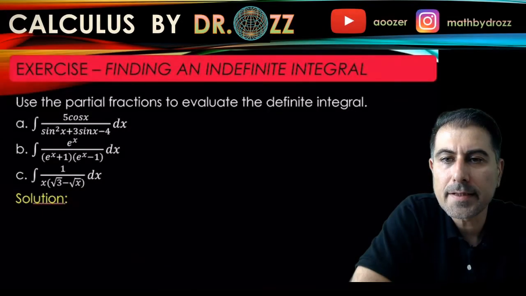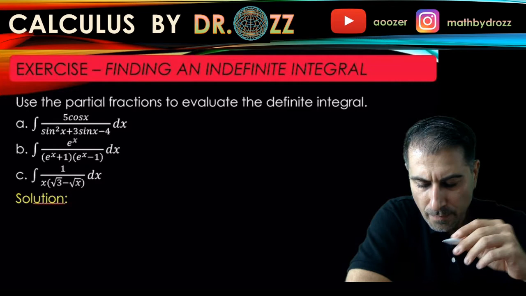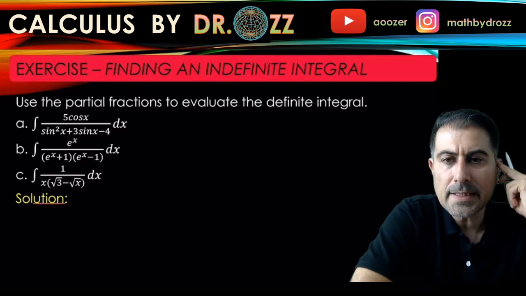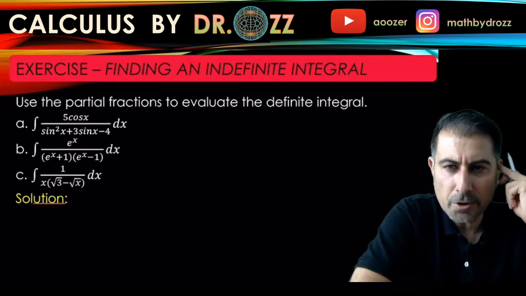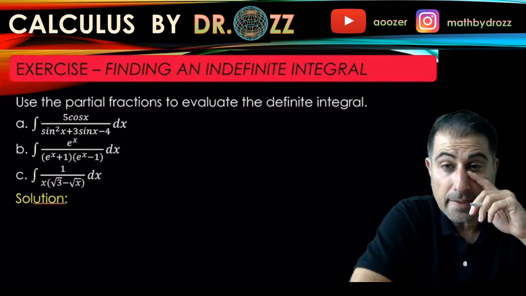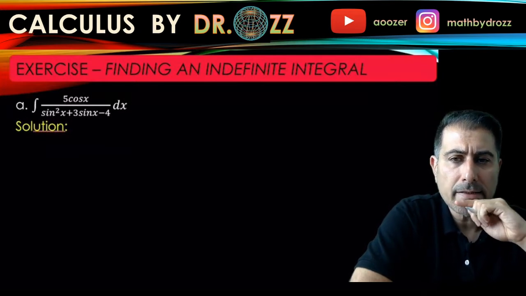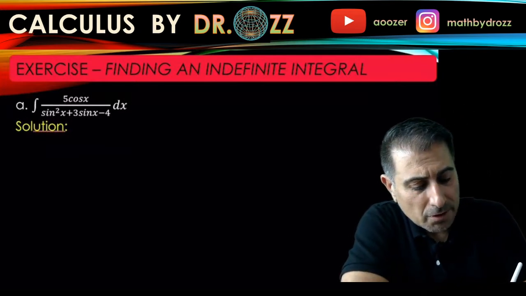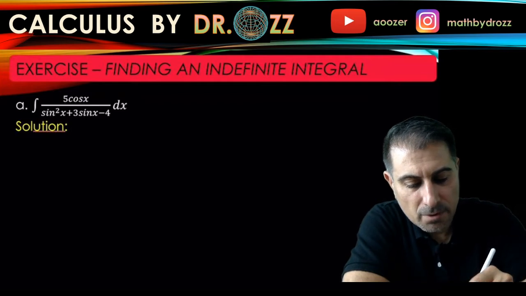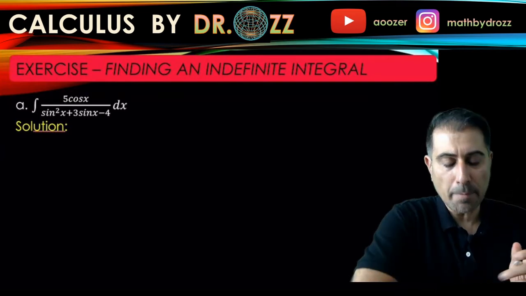All right, let's start with part A. We have 5 cosine x at the top, and sine squared x plus 3 sine x minus 4 in the bottom. So the bottom looks like a quadratic function of sine x. So what I plan to do is, since the derivative of sine x is cosine x, I can use a u substitution to start with, so that I can get rid of all the sines and cosines and convert this integral to something where I have a quadratic in the bottom.